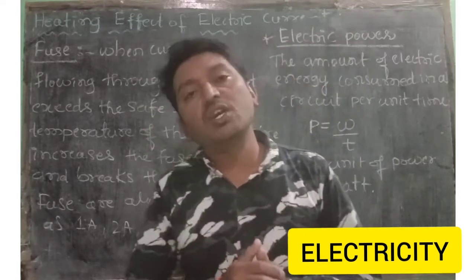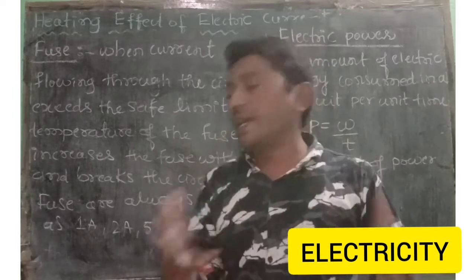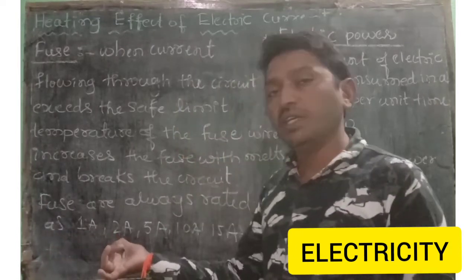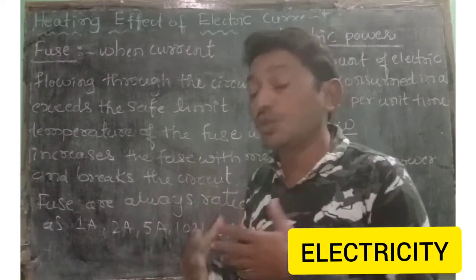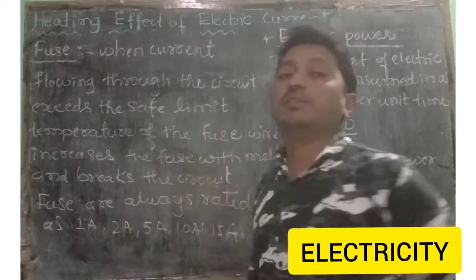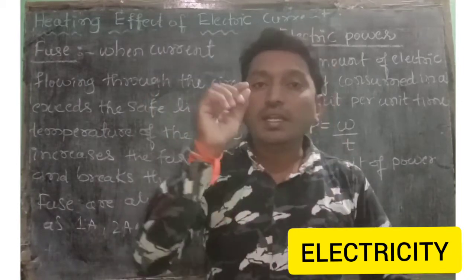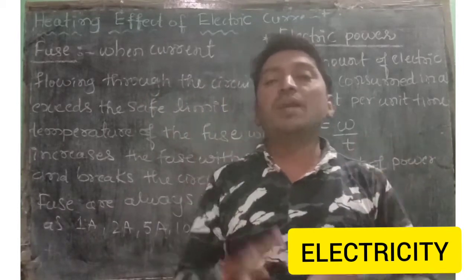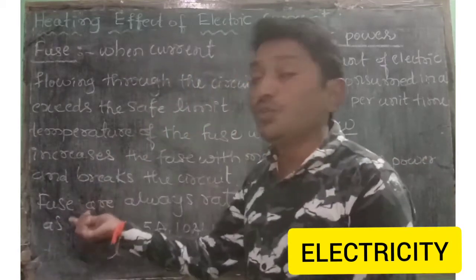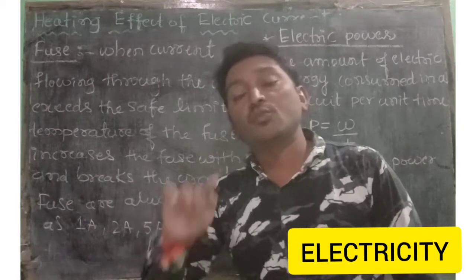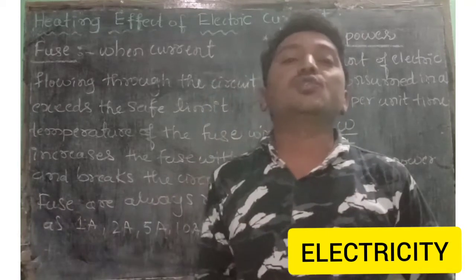Fuses are rated as 1 ampere, 2 ampere, 5 ampere, 10 ampere, 15 ampere and so on. Why are they rated like this? Because some appliances need a very small amount of current and some appliances need a larger amount of current. That is why the fuse is rated as 1 ampere, 2 ampere, 5 ampere, 10 ampere, 15 ampere and so on.